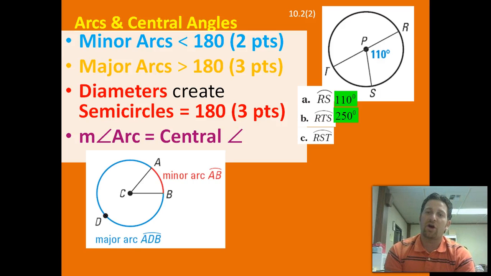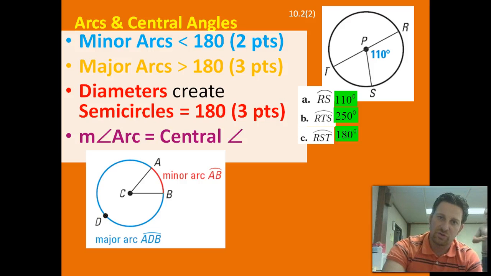So now if we look at arc RST, that's just a diameter, so that's going to make that one 180 degrees. So anyways, central angles and arcs, kind of an important thing here. Let's continue to move forward.